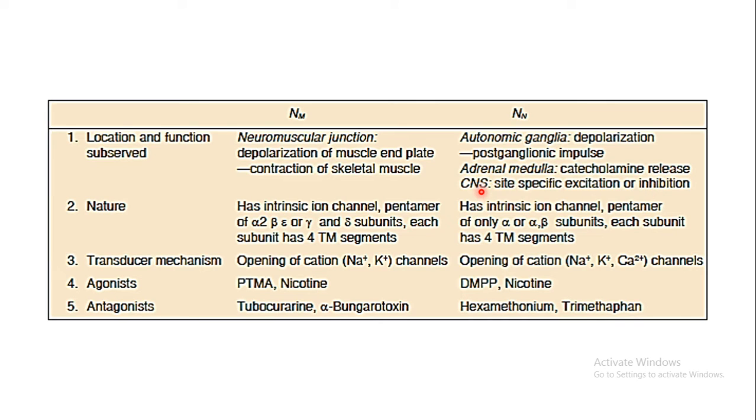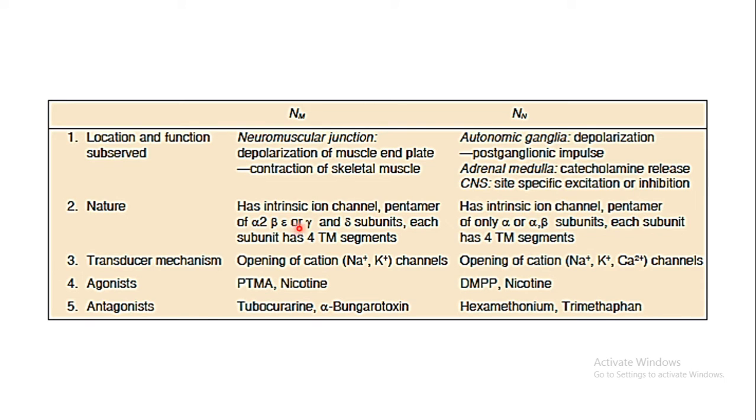Apart from this, the CNS also has some of the nicotinic receptors. So depending upon the site where exactly it is located, either excitation or inhibition may take place. Now coming to the nature of this particular receptor, again it is an intrinsic ion channel. It again has a pentameric structure. 5 subunits are there.